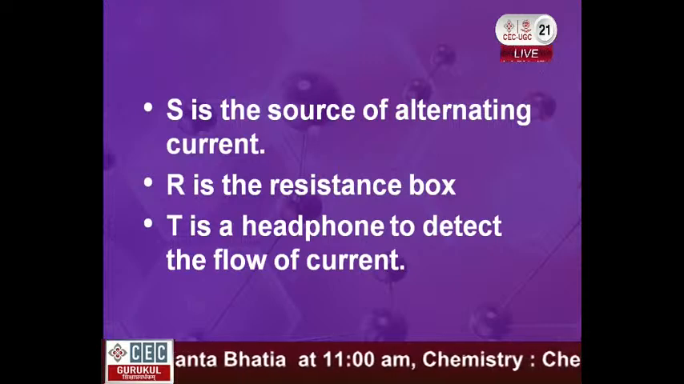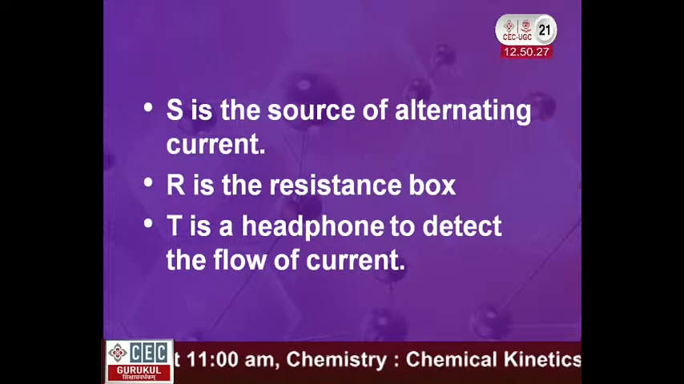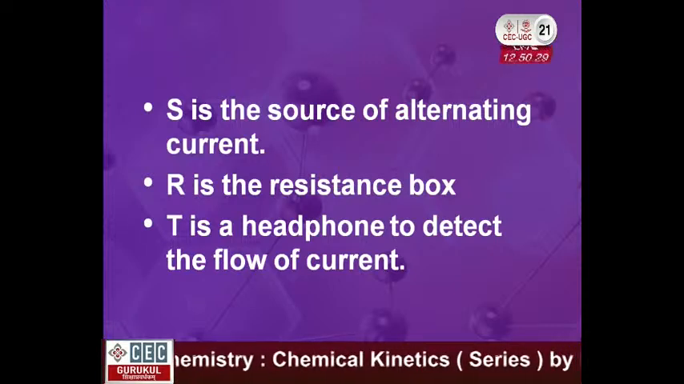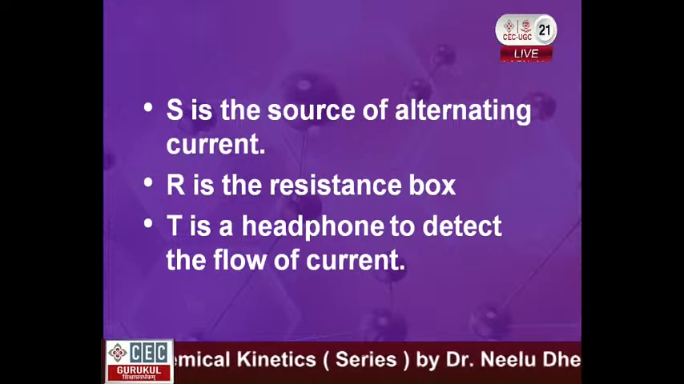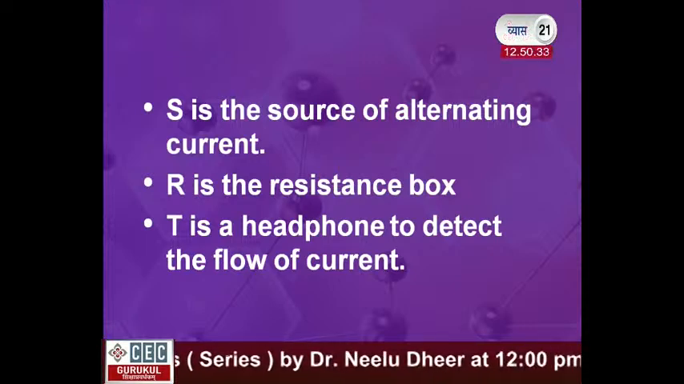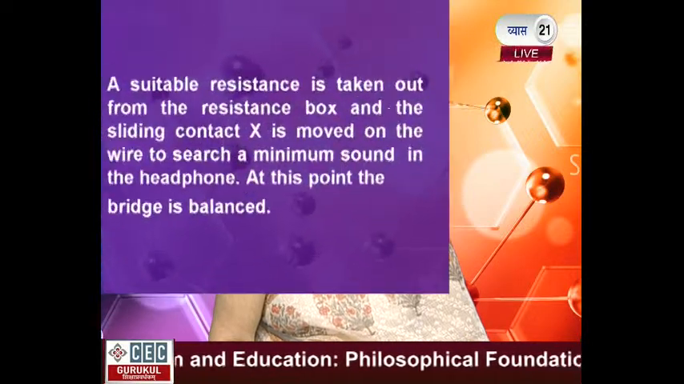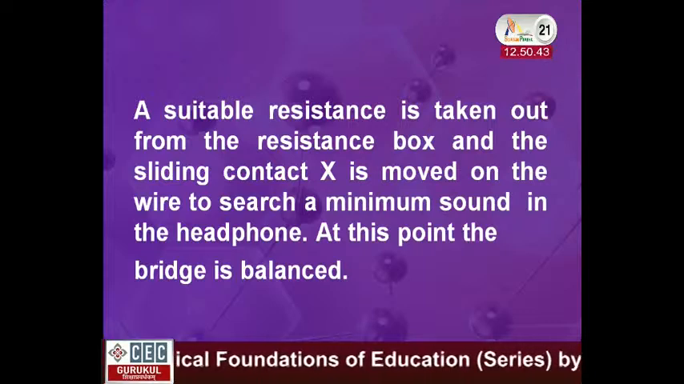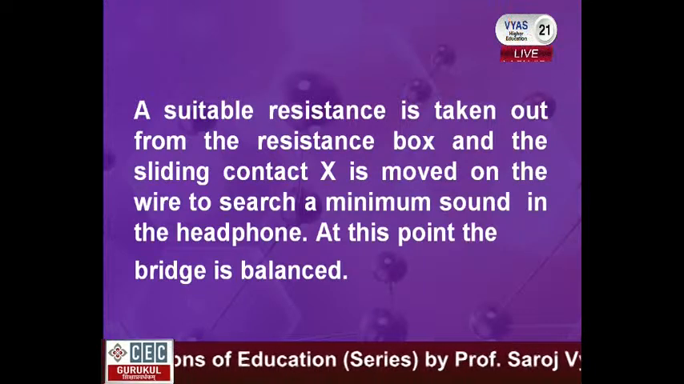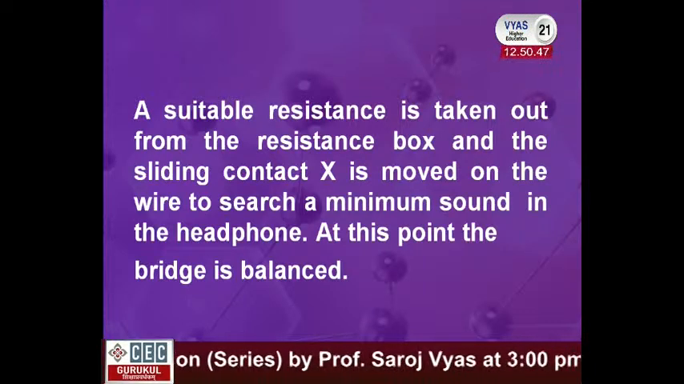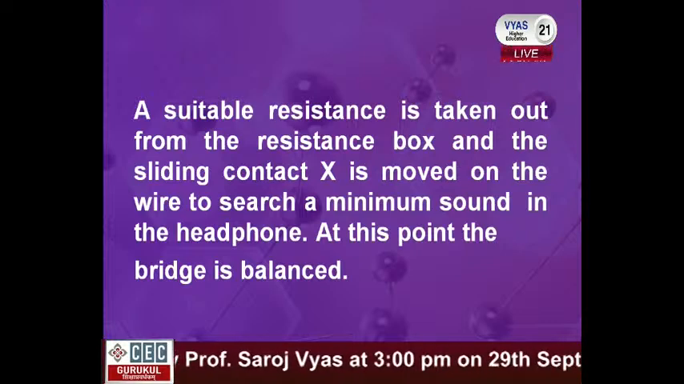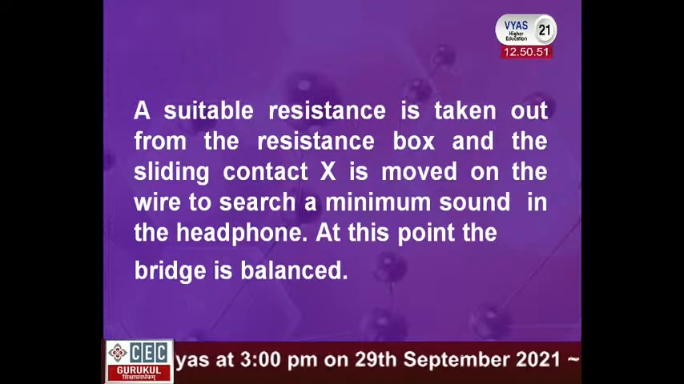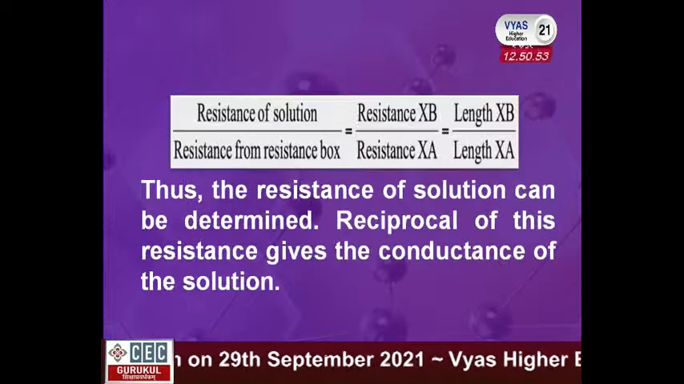S is the source of alternating current. R is the resistance box. T is the headphone to detect the flow of current. A suitable resistance is taken out from the resistance box and the sliding contact X is moved on the wire to search a minimum sound in the headphone. At this point, the bridge is balanced.